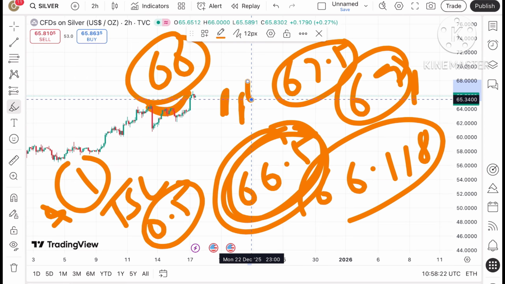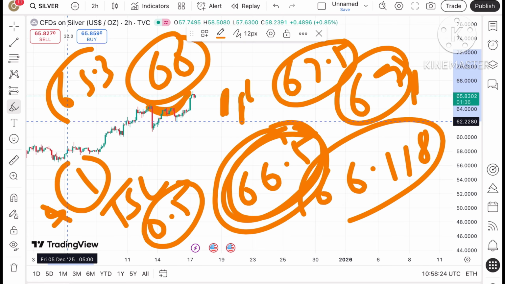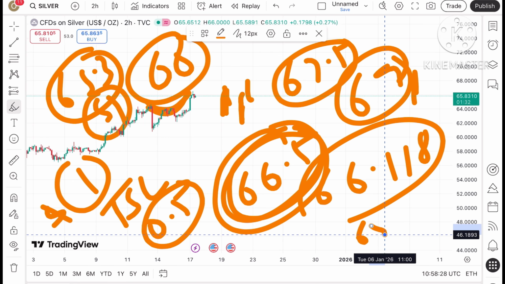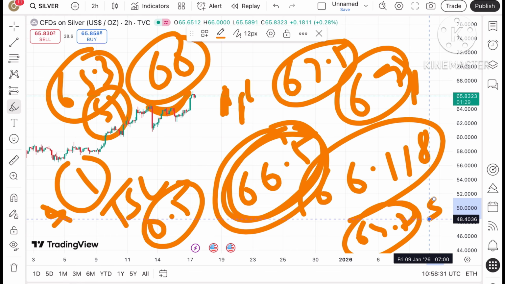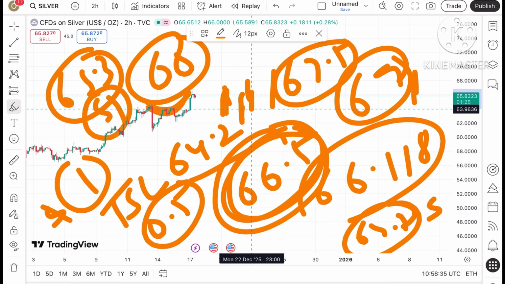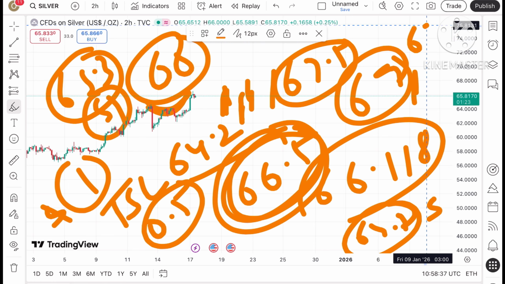But if the price started falling below a level of 65.3, this is support 1, and if the price falls below this level, it can move towards a level of 64.7, which is support 2. Once it starts falling below this level, a chance of touching 64.2 can be seen, and from there a further fall can be seen towards 63.9, and then a further fall can be there.